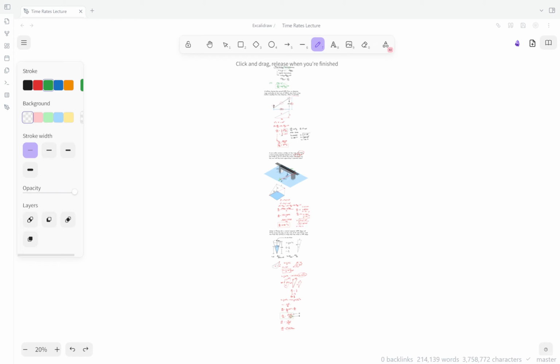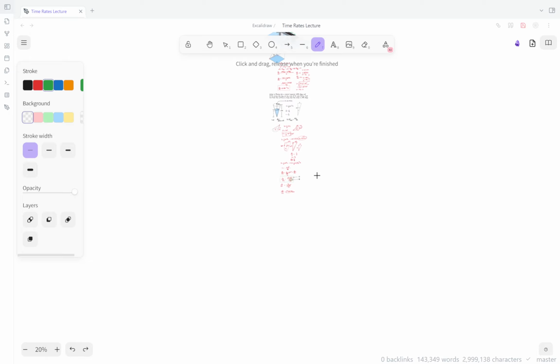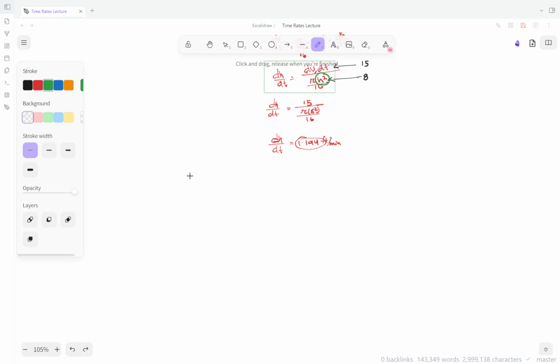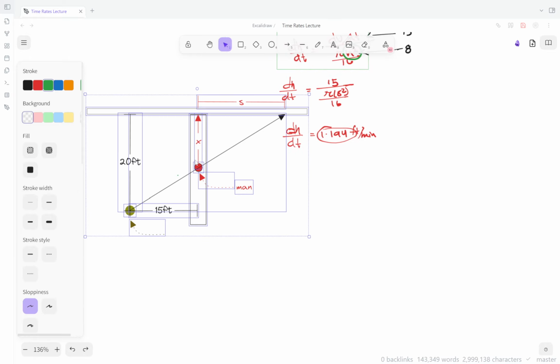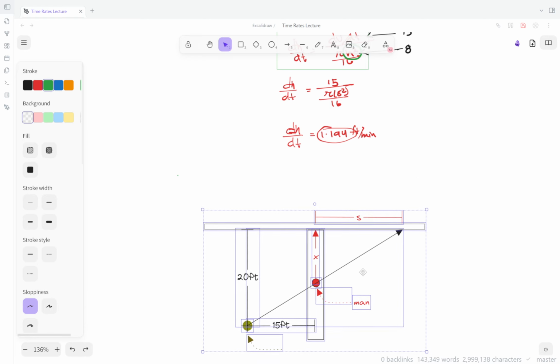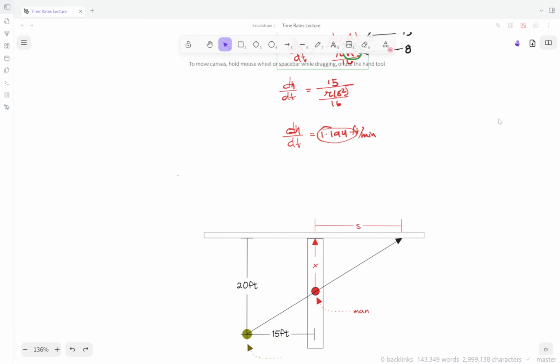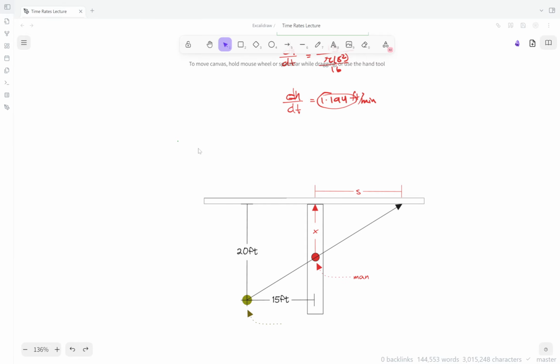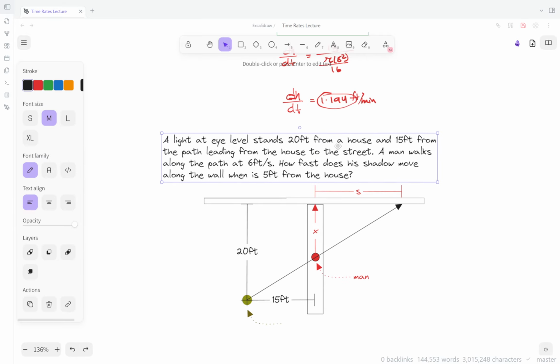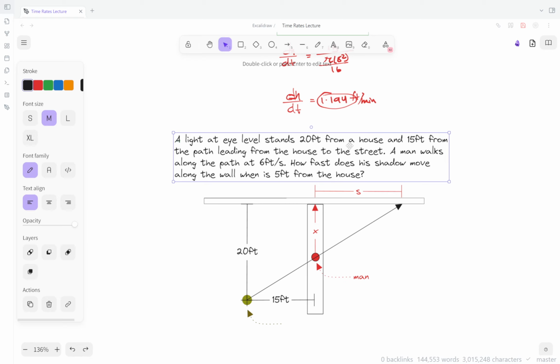So here, we're talking about a rate that's focused on the shadow of a person moving. I forgot to copy the question statement, so let me go back here and copy the question. I should have prepared a PowerPoint for this, but we're doing this spontaneously.